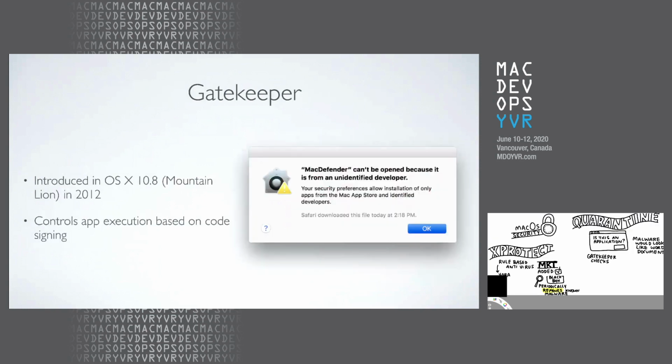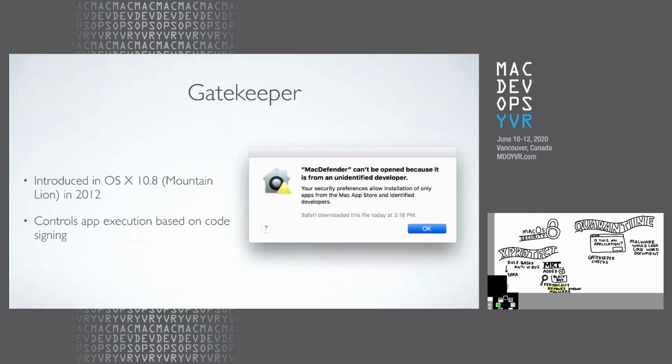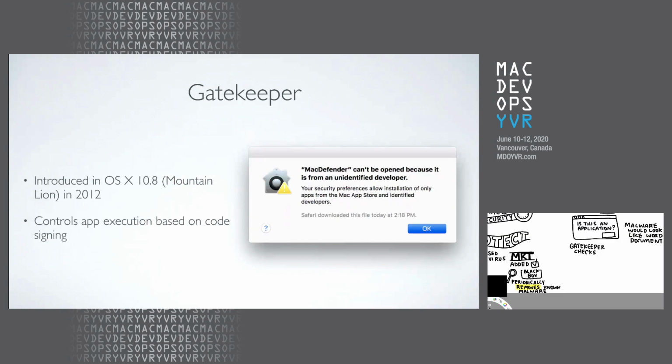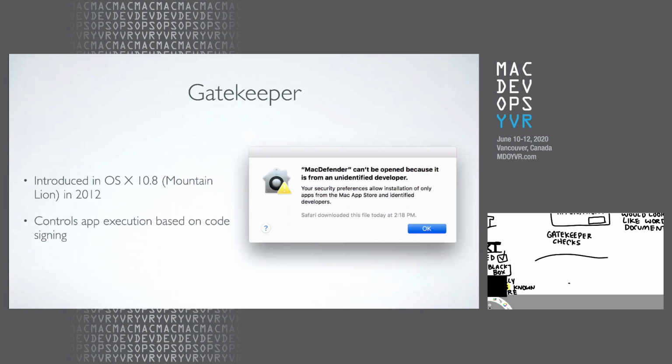So shortly after MRT was Gatekeeper. This was introduced in Mountain Lion in 2012. MRT was not yet at a major OS release. It was in a patch release. So Gatekeeper was introduced, and it controls app execution based on code signing.